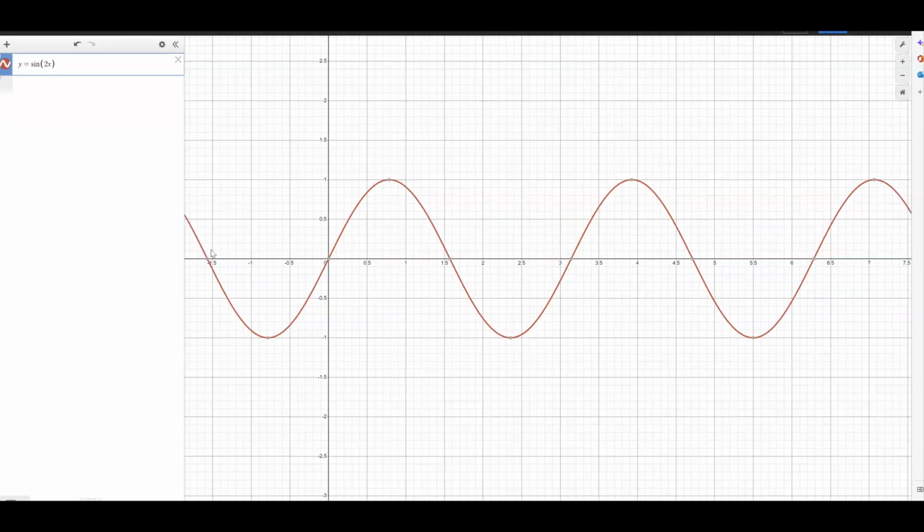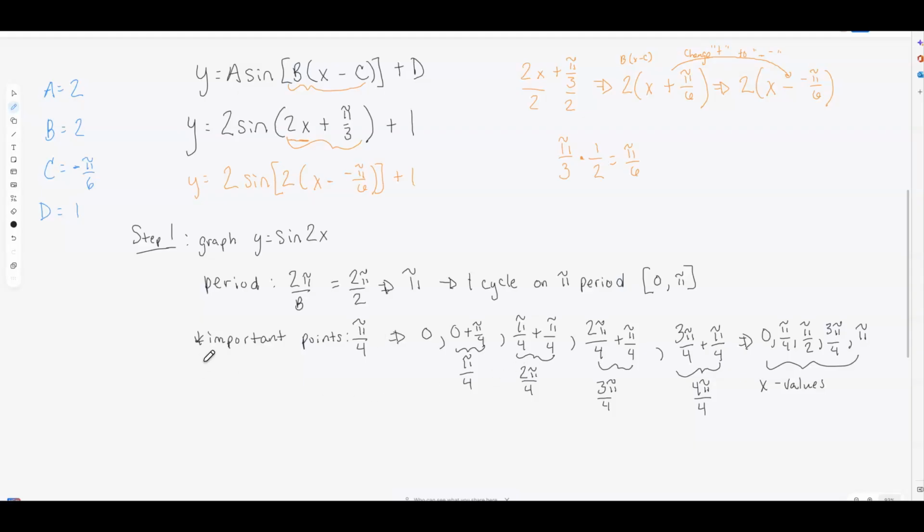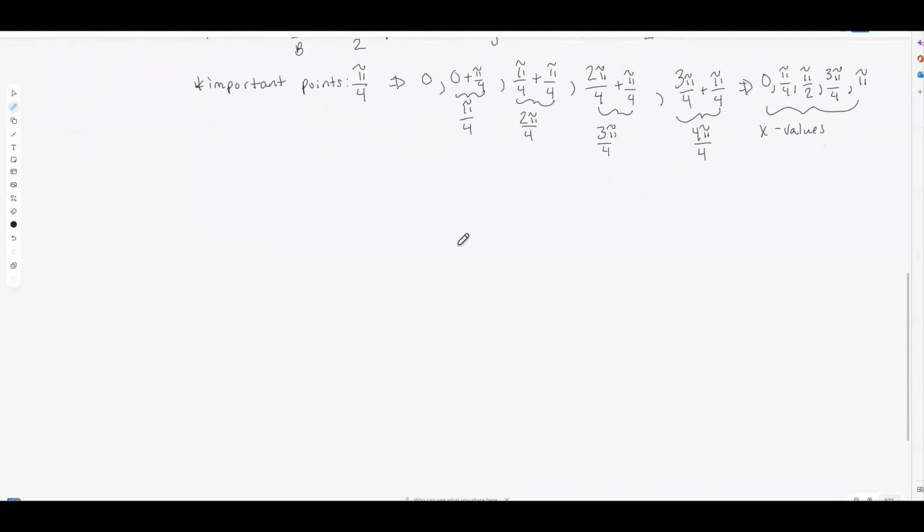All right, so let's go back and figure out the next step, okay? So your next step, step 2, is to deal with your amplitude, right? So the amplitude is equal to 2, right? And so what that means is that my range goes from -2 to +2, right?